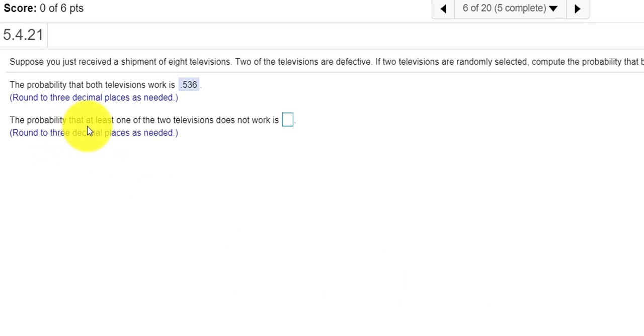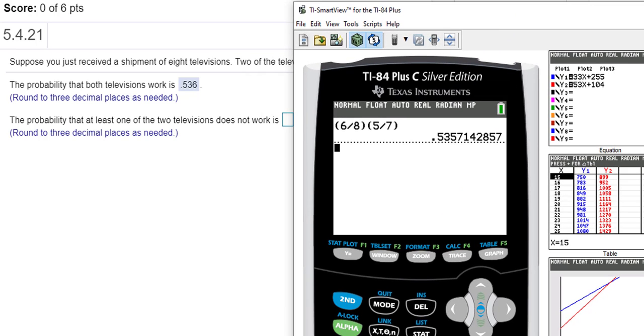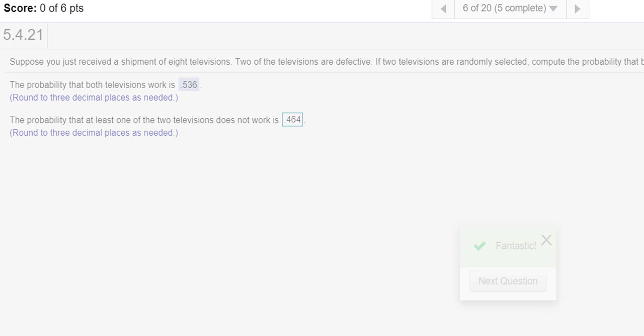Next, the probability that at least one of the 2 televisions does not work. So we can say the probability that at least one of these will not work, we can actually subtract. If I were to do 1 minus 0.536, we get 0.464. 0.464, and we check our answer, and we get the fantastic.